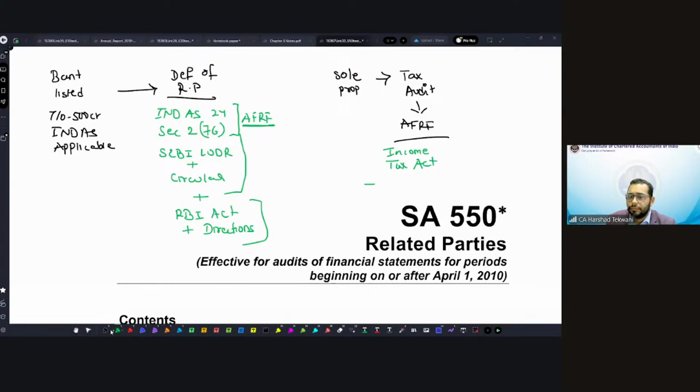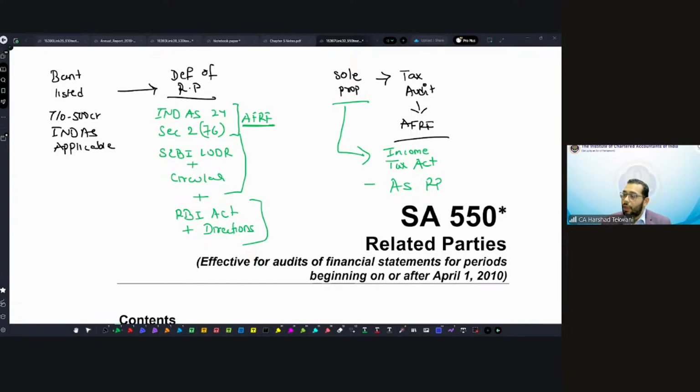AS related party. AS related party, absolutely correct. Because it is a non-corporate entity and accounting standards are applicable to non-corporate entities. So AS related party definition. So even sole proprietors have an applicable financial reporting framework and accounting standards applicable to them. Also the GST related party when GST is applicable. So again, it depends upon what type of audit you are doing in that particular area.